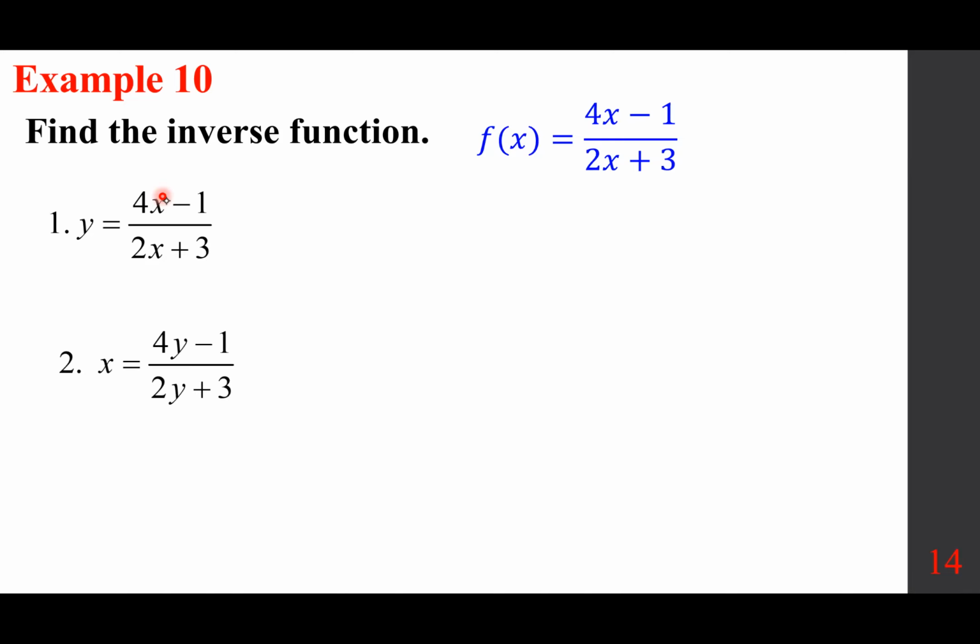So x is 4y minus 1 over 2y plus 3. Now, right here, we have the inverse. But normally we solve for y to be on the safe side. So how do we solve for that? We do the cross product.